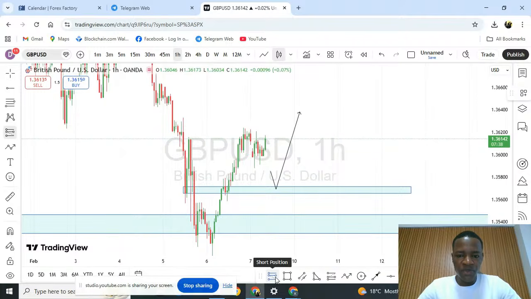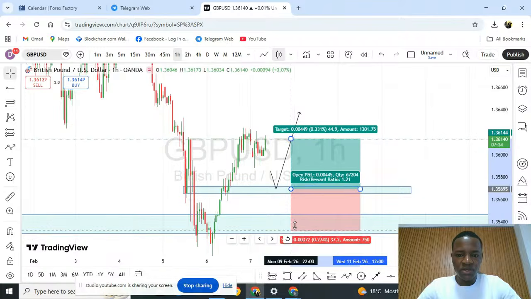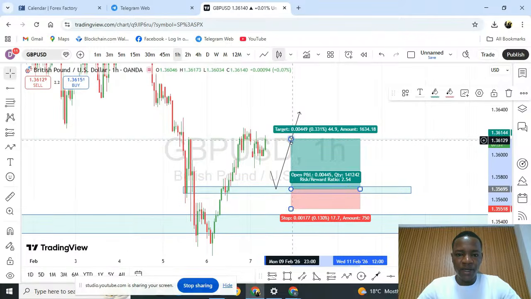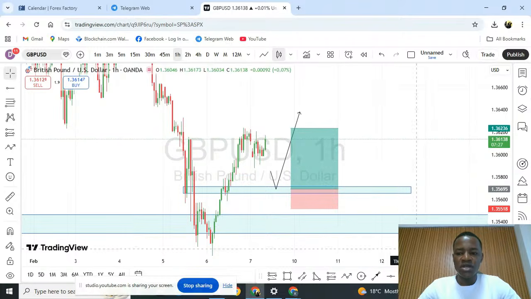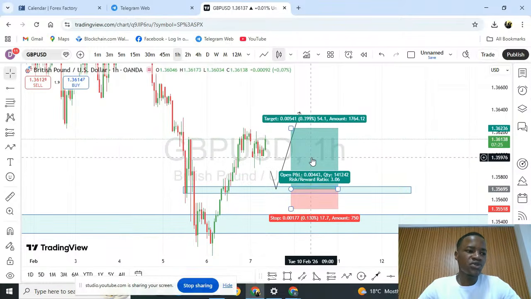We are going to have a setup like this one, a long position from this particular level, a stop loss at this particular level, and a take profit TP1 there. But I know it's a long-term trade. You can use it as a swing trade. So we are going to have a risk to reward ratio of 1:3.